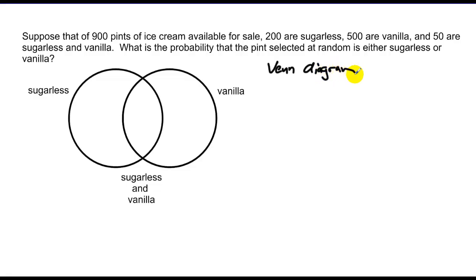And sometimes I use these when I have non-mutually exclusive events. Don't have to, but sometimes it helps. So I know I've got a total of 50 that are both sugarless and vanilla. So I usually put this in here where my overlap is to remind me that that's got to be taken out. Then I have a total of 500 vanilla, but in this vanilla circle right here, I've already got 50.